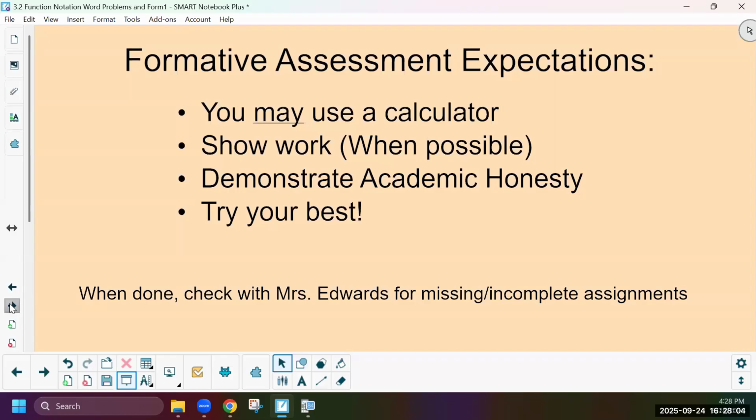Okay, let me look at this formative real quick and see if there's any other notes that I would like to tell you guys. Yes. So make sure when you are writing your domain and your range that you are writing them in order from least to greatest, and you are not repeating numbers when you're writing your domain and your range list.